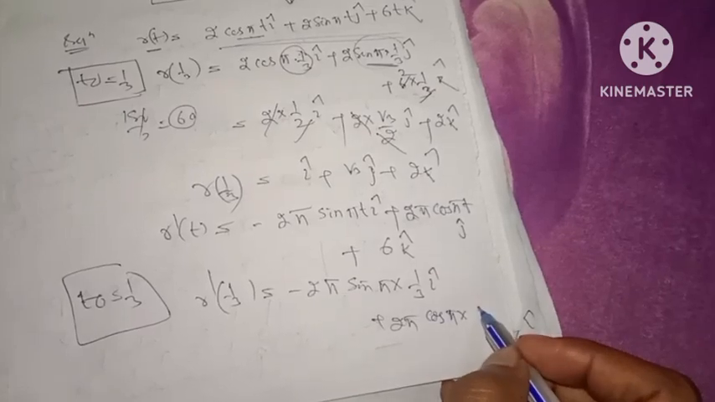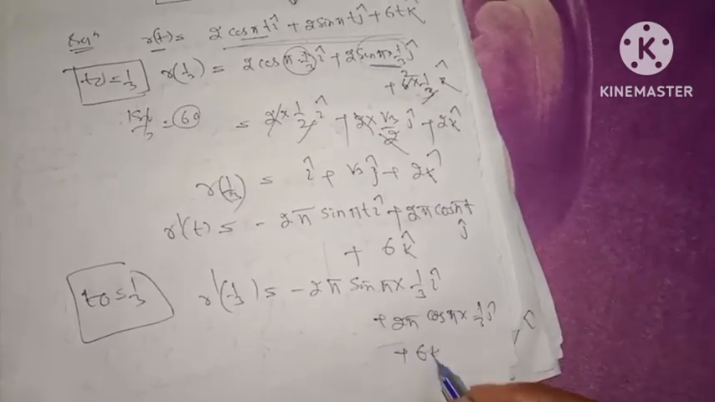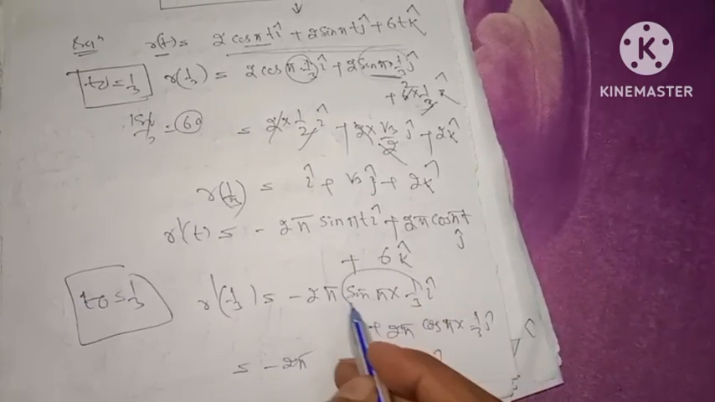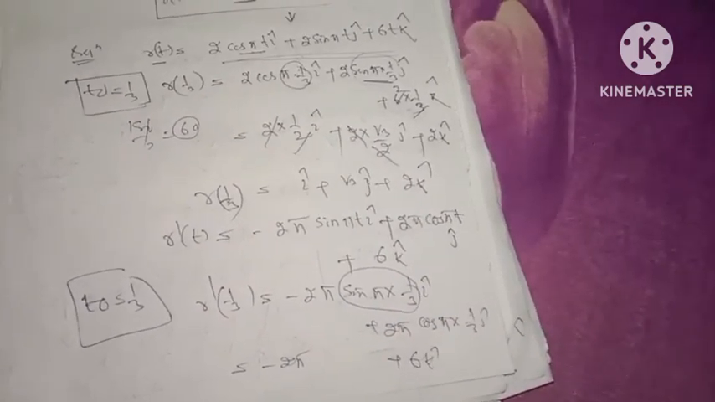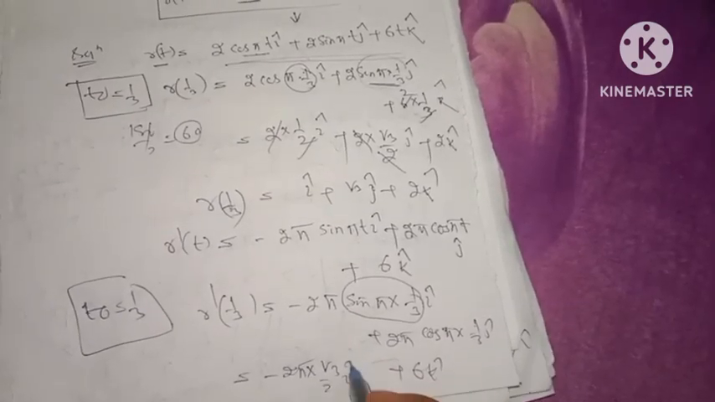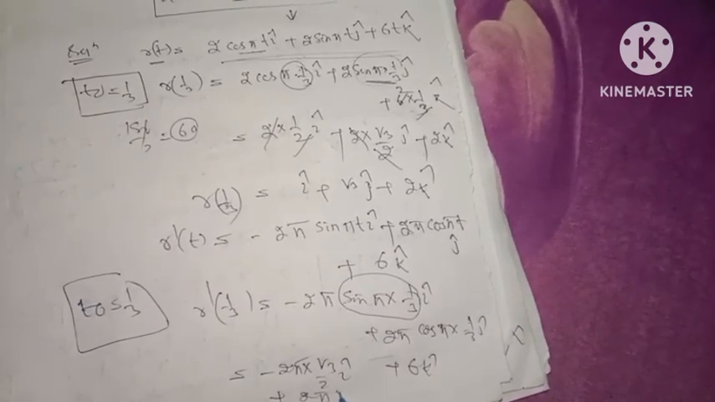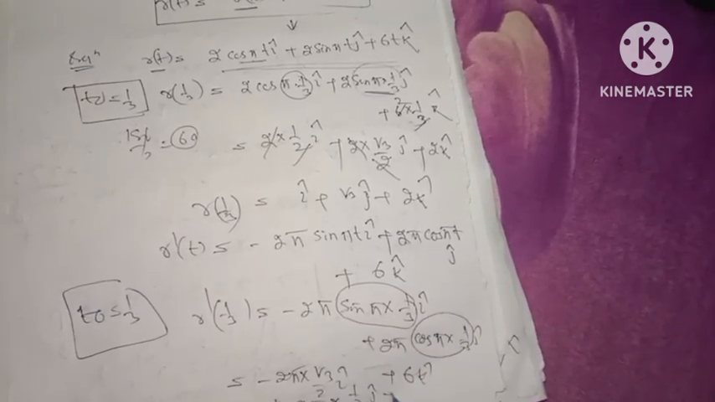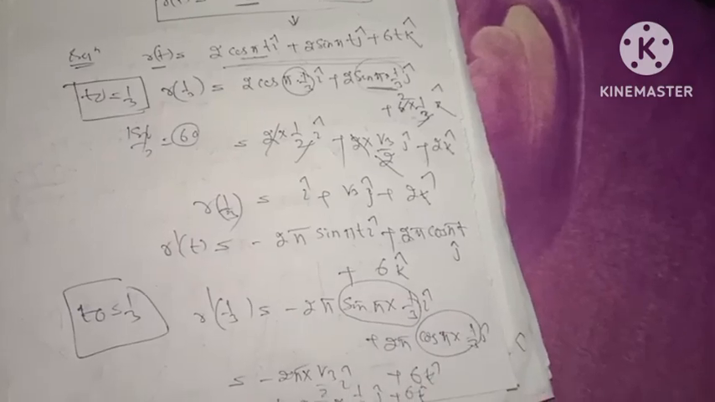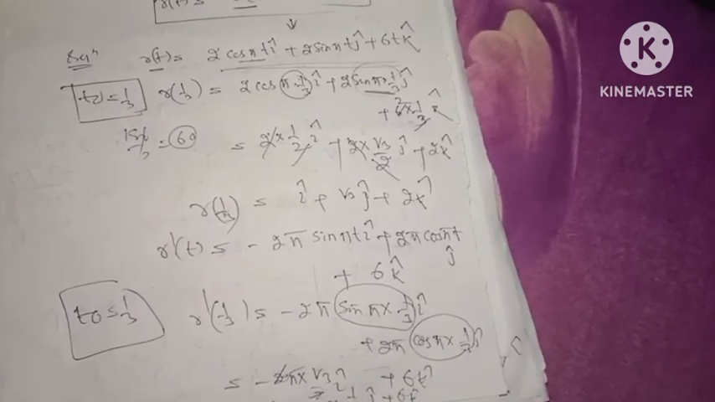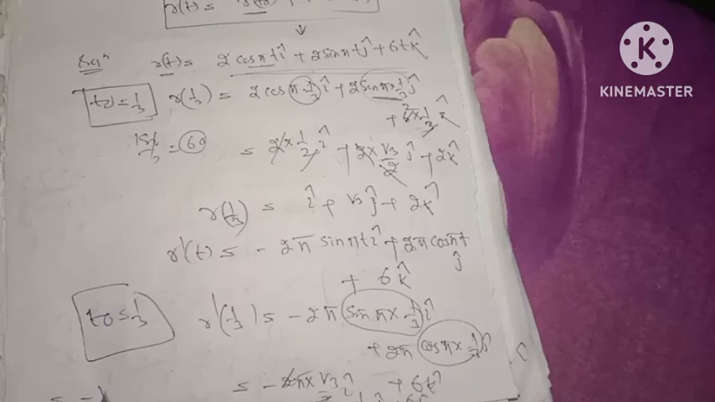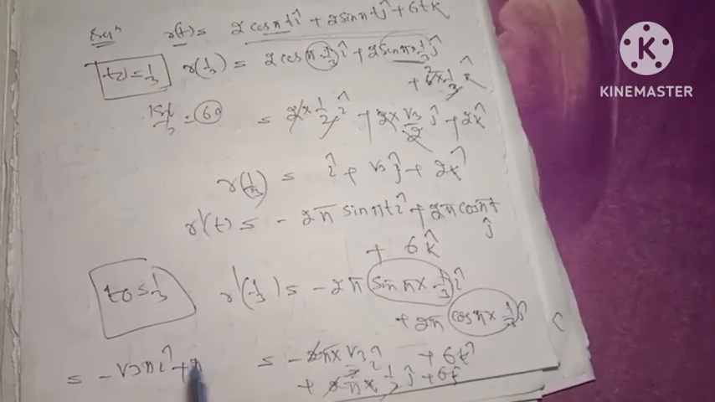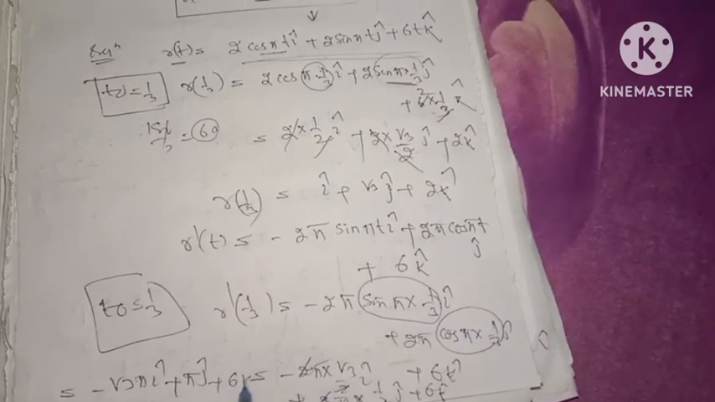What is the value of t? t is 1/3, into j cap plus 6 into k cap, is the constant. So minus 2 pi, this is the sin pi by 3. What is the value of sin 60? Sin 60 equal to root 3 by 2 into i cap plus 2 pi. What is the value of cos 60? Cos 60 equal to 1 by 2. This is the 1 by 2 j cap plus 6 k cap. So 2 and 2 will be cancelled. What is the result? Minus root 3 pi i cap plus pi j cap plus 6 k cap.